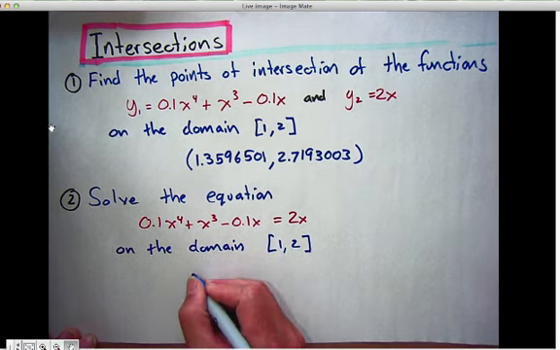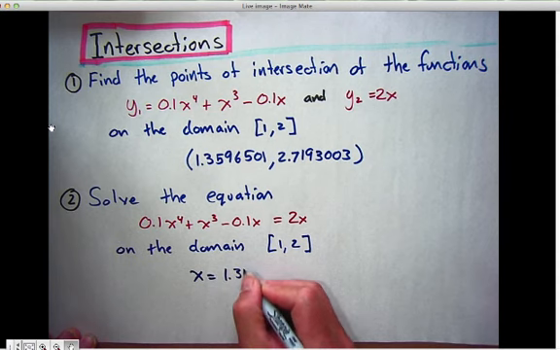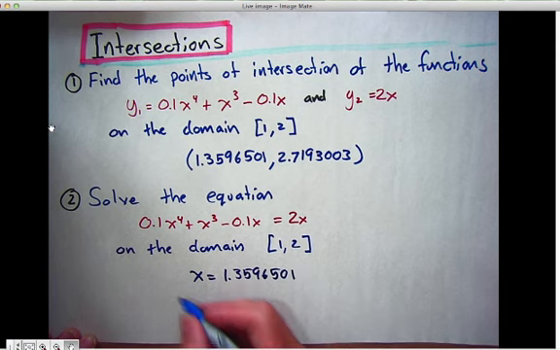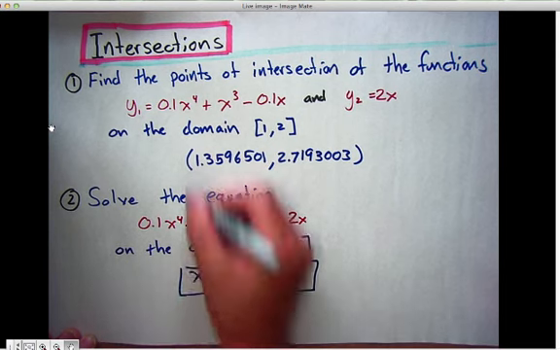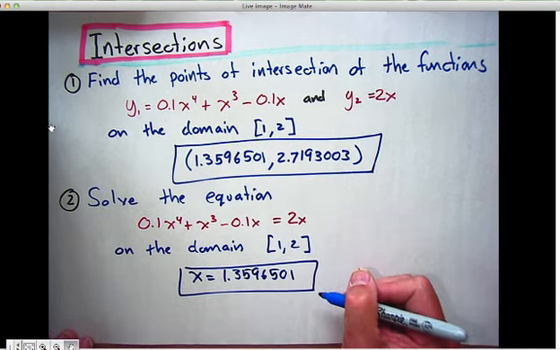So the solution is x equals 1.3596501. Okay, so that's it. So we had actually answered an extra question here that's related to that, but it's an important one.